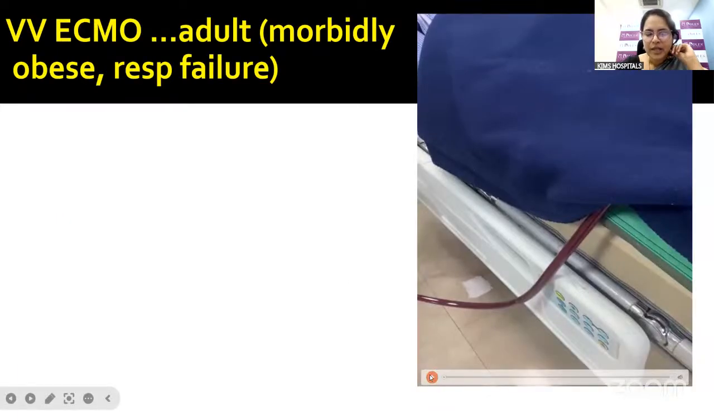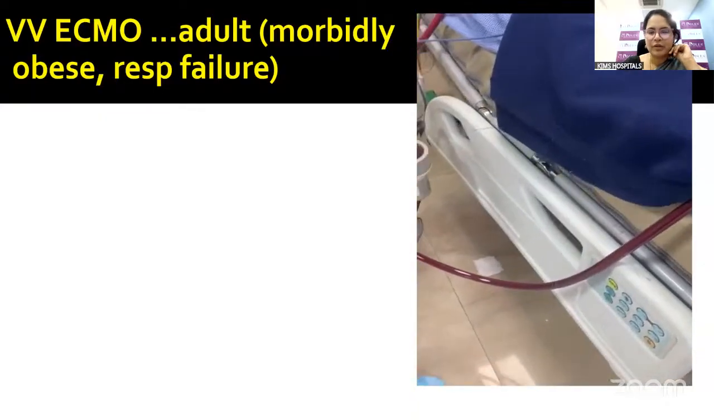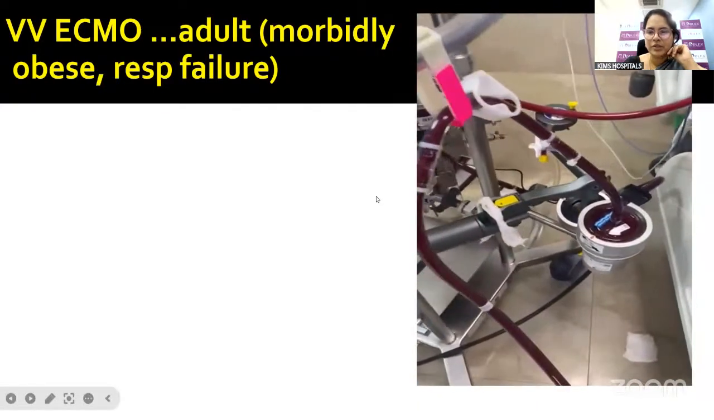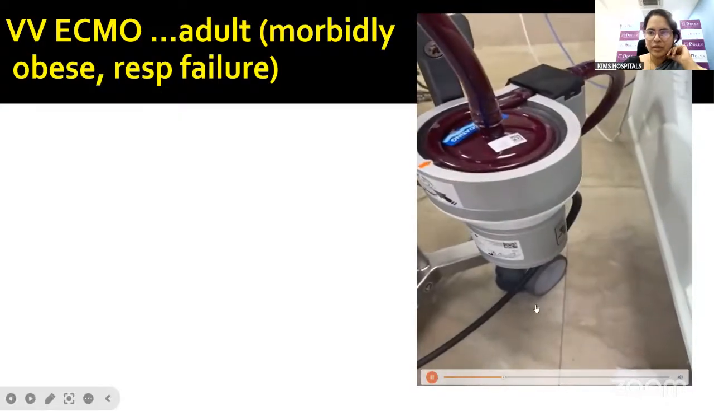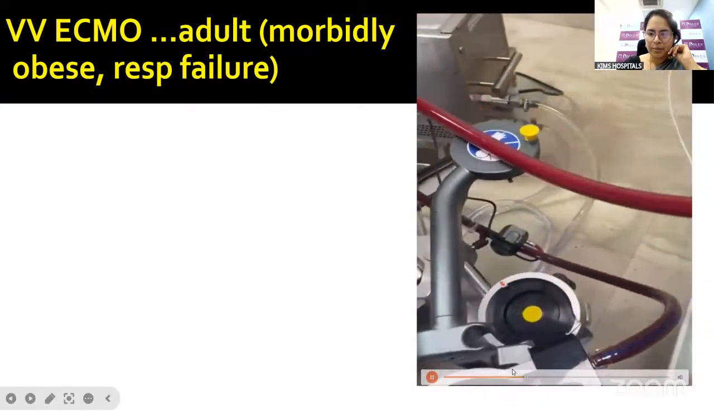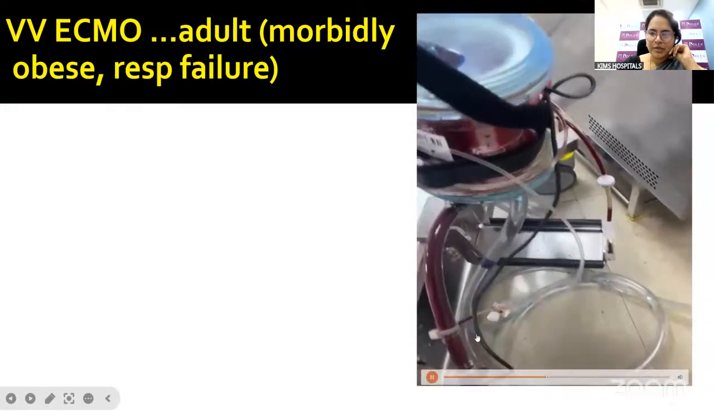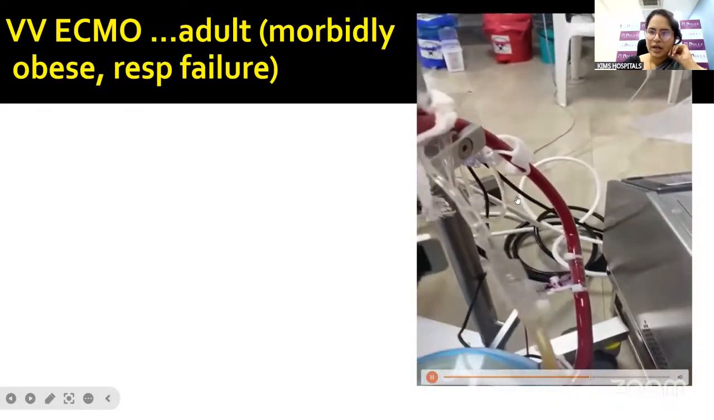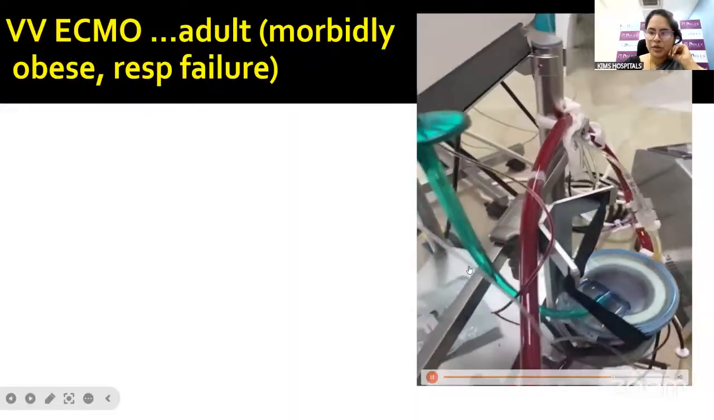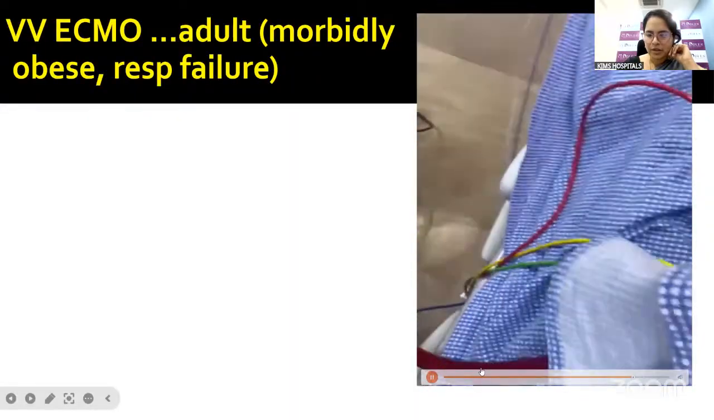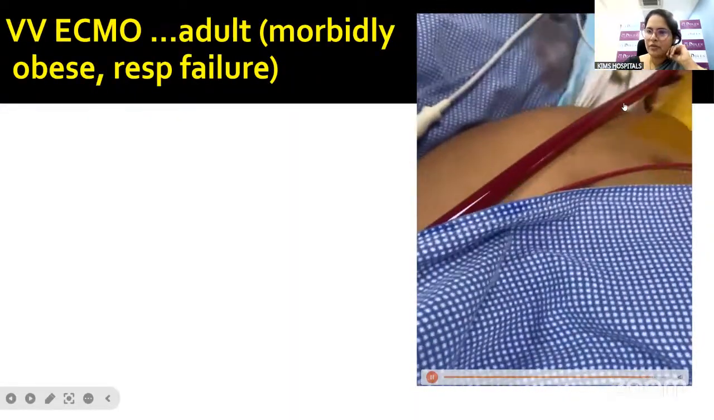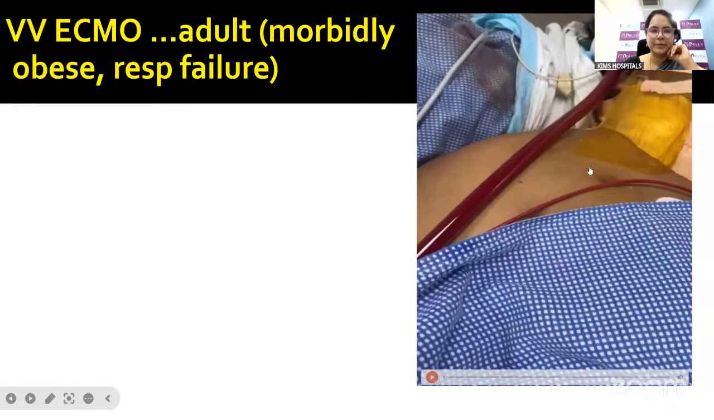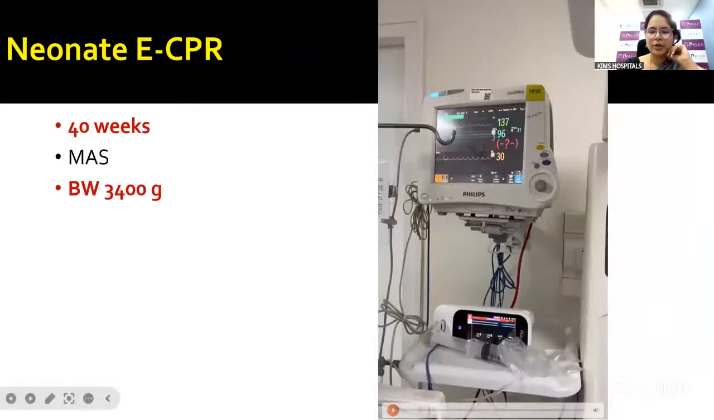So let me just see whether I can share this small video of an adult VV ECMO that was taken from our ICU, the medical ICU. So you can see this is the pump, and blood is flowing through. There's a flow sensor there. This is the oxygenator. And from the oxygenator, bright red oxygenated blood is now flowing back to the patient's return cannula, which is placed in the carotid, in the neck. So this was a morbidly obese adult patient with severe cardiorespiratory failure.